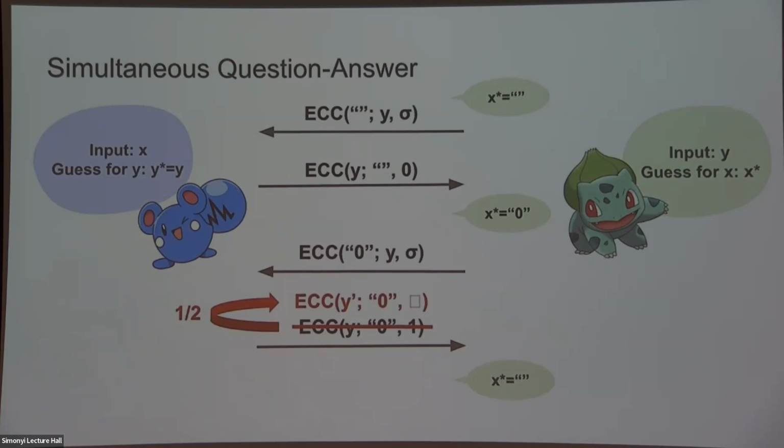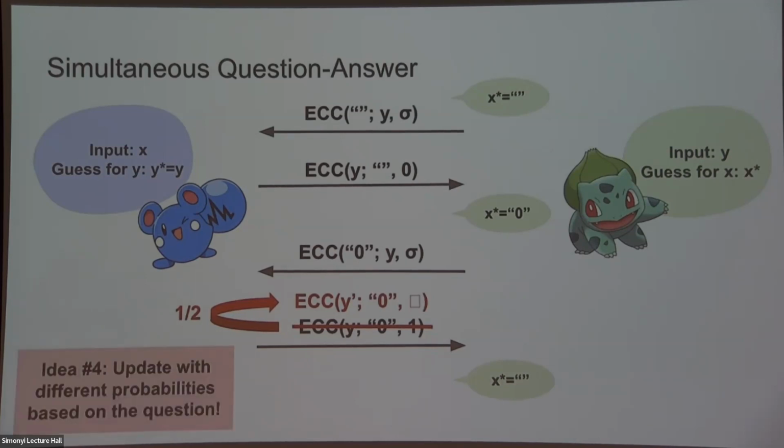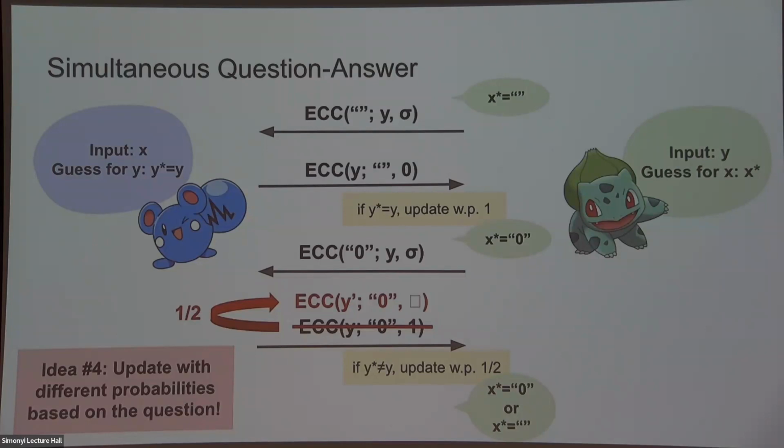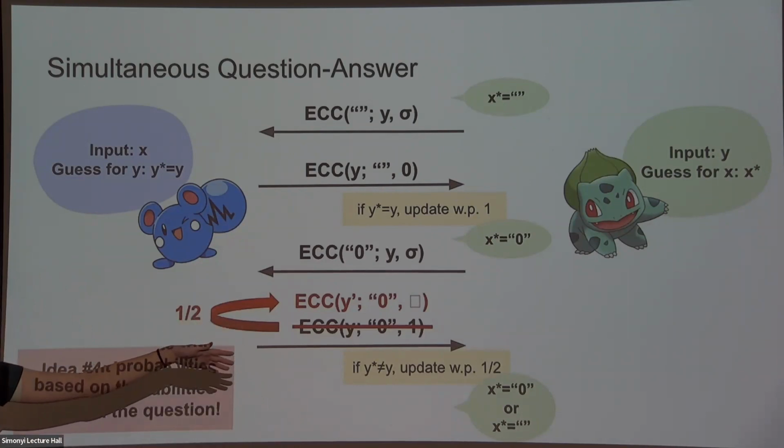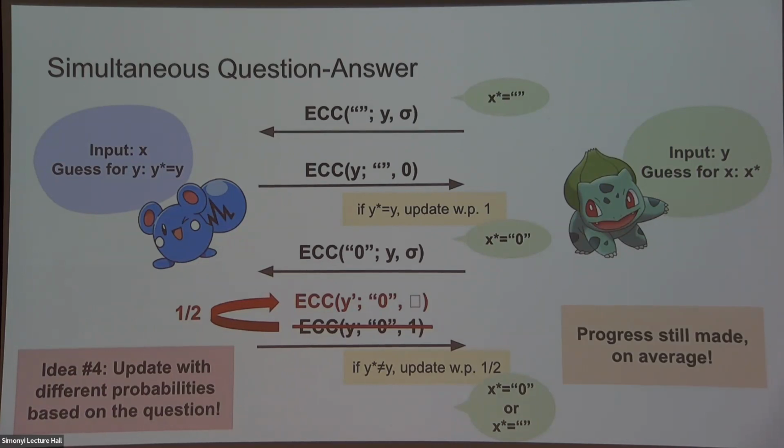Okay, so what's the fix? The fix is we're going to update with different probabilities based on the question being asked. If the question being asked is equal to the input that you have in your head, you're going to update with probability 1. So again, you still have X star equal to the 0 string. However, if Y star is not equal to Y, we're only going to update with probability 1/2. With 1/2 probability, we end up back at the empty string, which is no progress made. But 1/2 the time, we will stay at 0, so 1/2 the time we did make progress. On average, progress is still made.